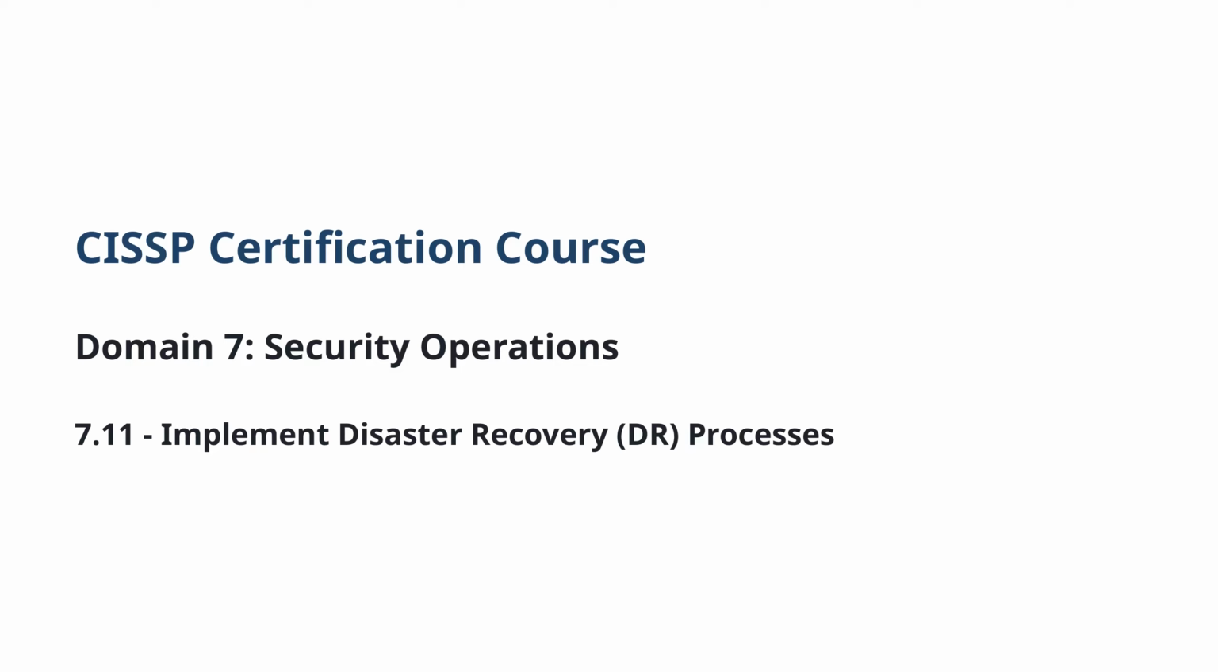In this section of our CISSP certification course, we will focus on Domain 7, Security Operations, specifically on the implementation of disaster recovery (DR) processes. Disaster recovery is a critical part of maintaining operations during any crisis, ensuring minimal downtime and data loss. Through this module, we will delve into the importance of DR, its objectives, and its relationship with business continuity planning. These concepts are essential for creating a resilient organizational infrastructure capable of withstanding and rapidly recovering from unexpected disruptions.